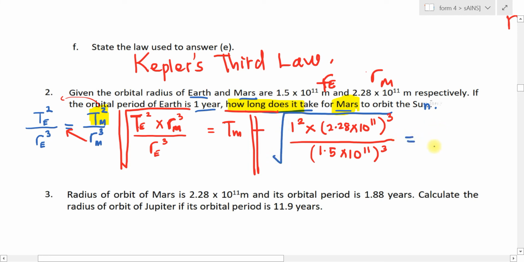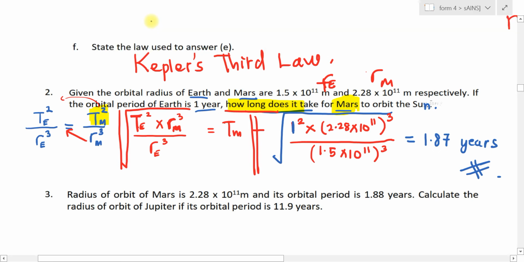Berapa kamu dapat? 1.87. 1.87 years lah. Sebab tadi kita ganti sebagai years kan sini. Itu cara kita buat. Okay? Right.